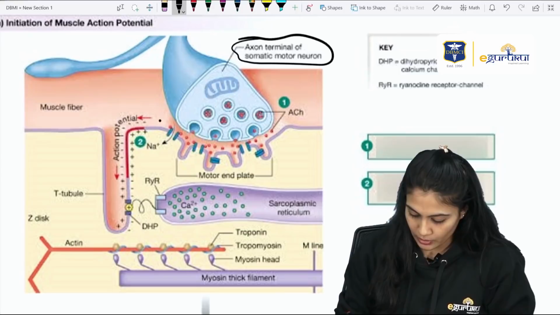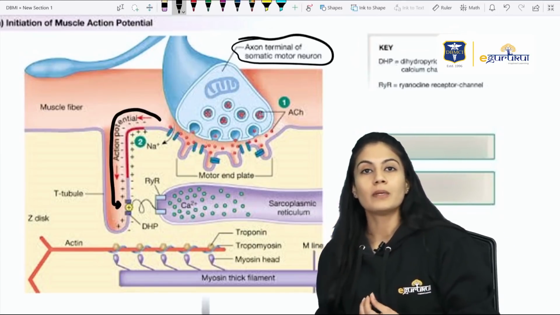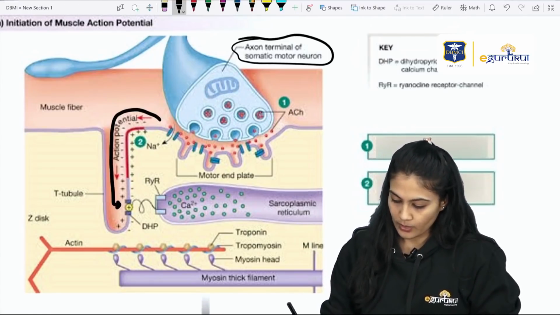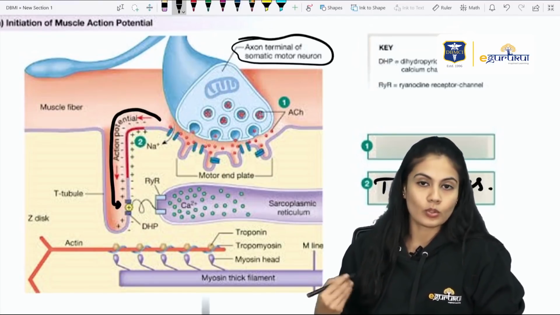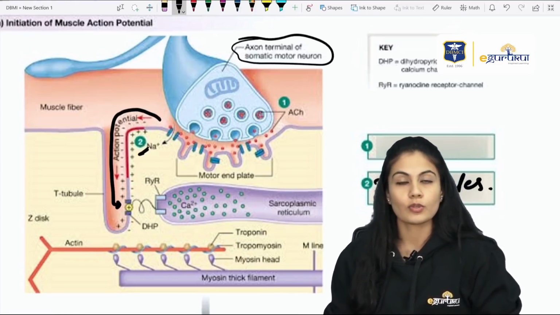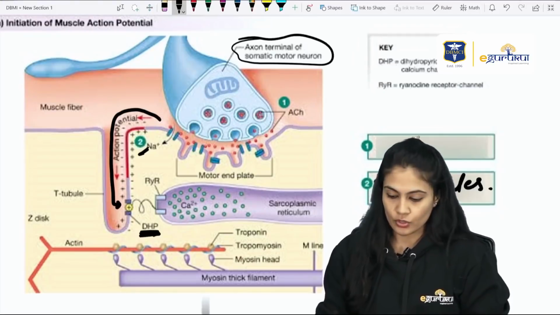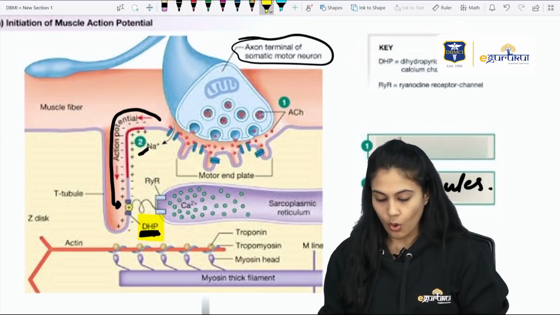Now this action potential will travel down on the muscle membrane, or sarcolemmal membrane, and this tubule is known as the T-tubule. The first one shows the acetylcholine vesicles. Over here, what they show is the T-tubule. This tubular structure is known as the T-tubule. Now, over the T-tubule, there are some receptors known as DHP, dihydropyridine receptors, present on the T-tubule.